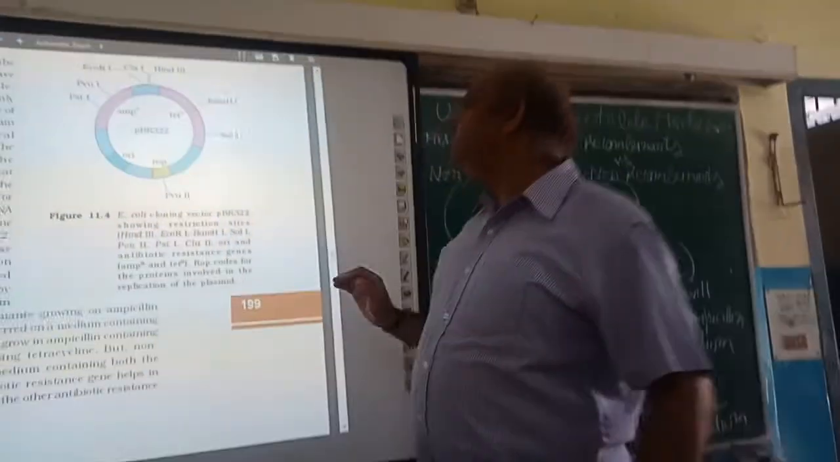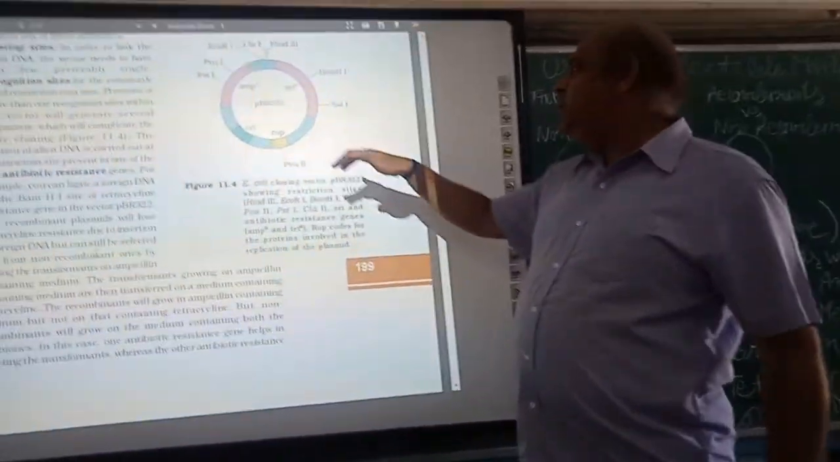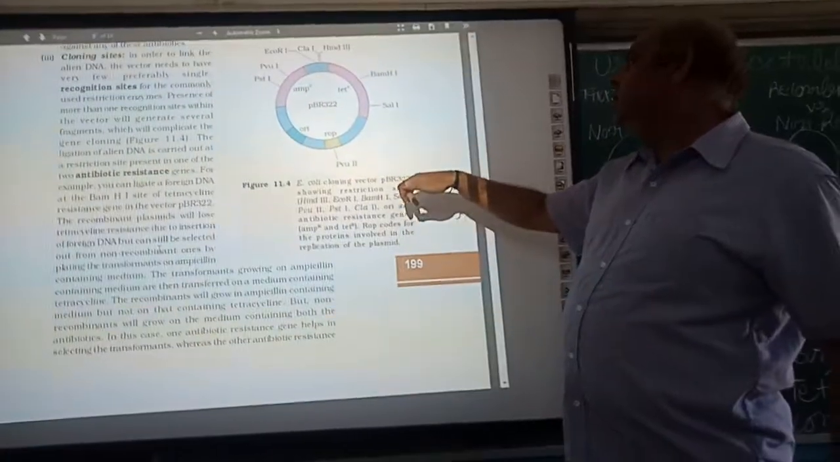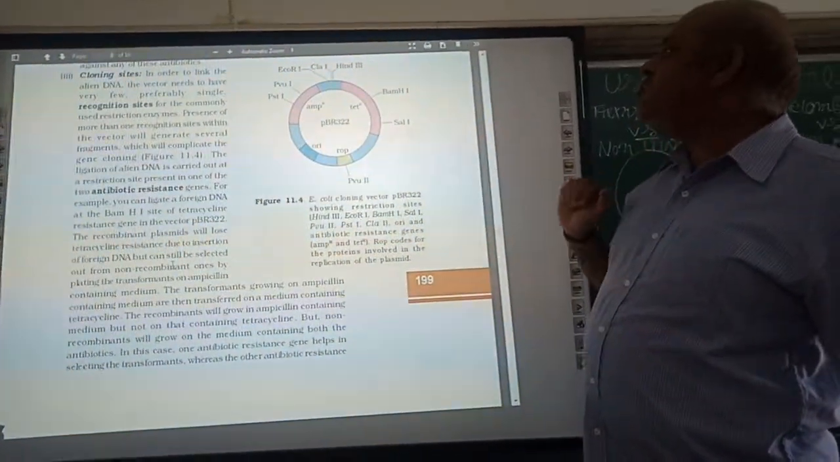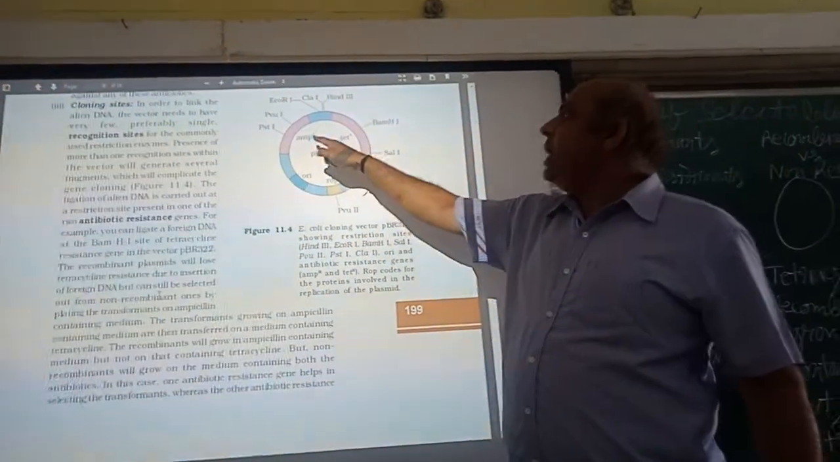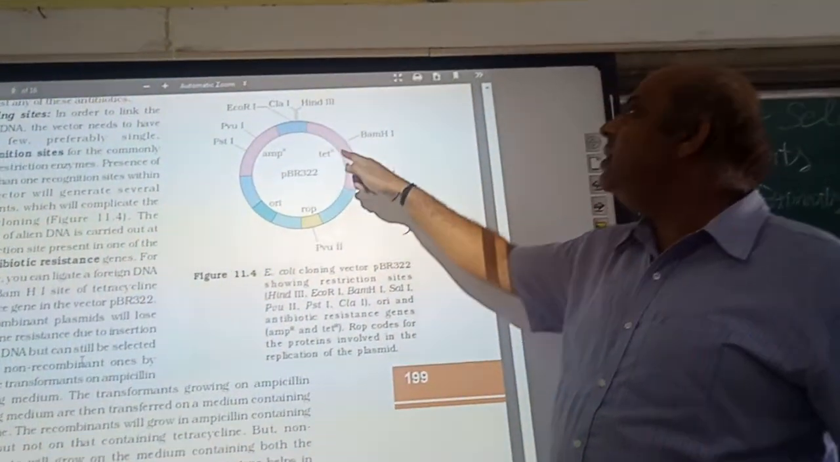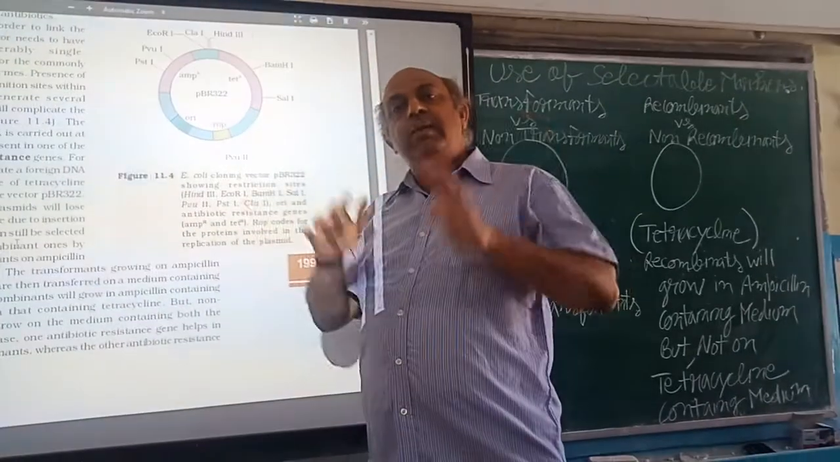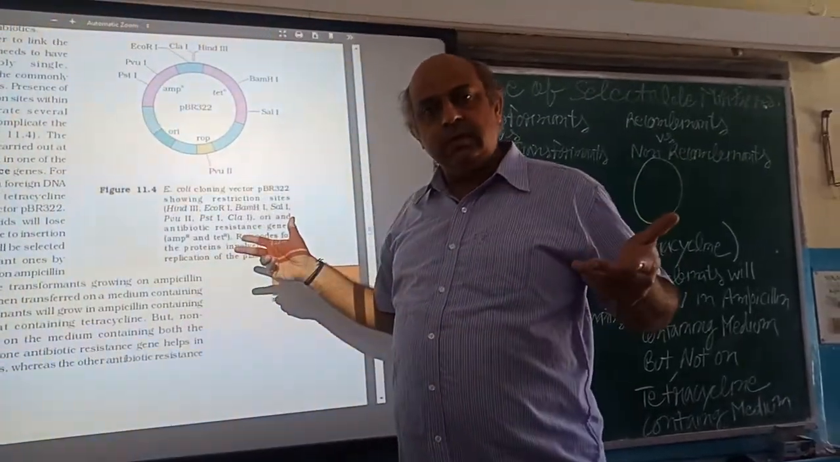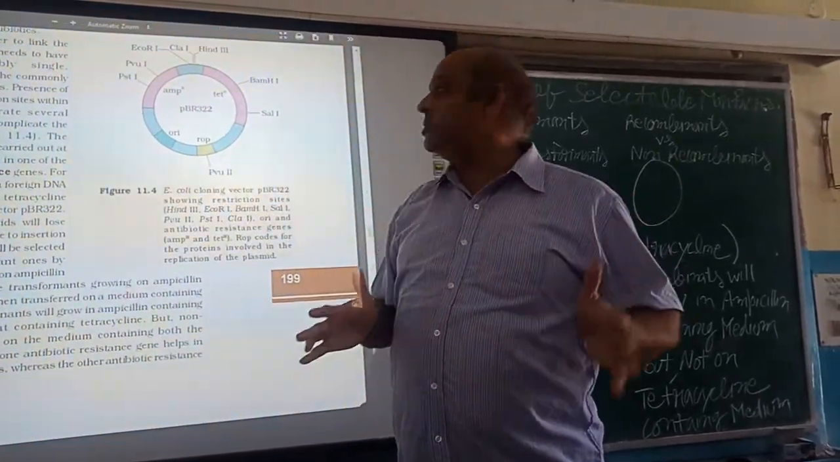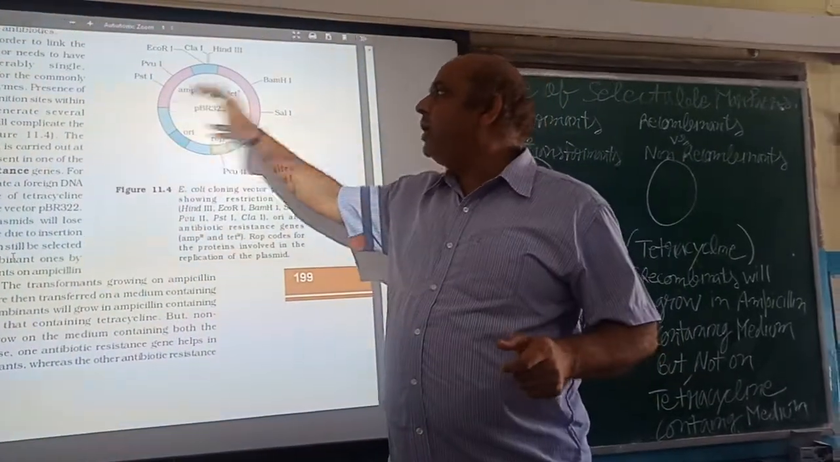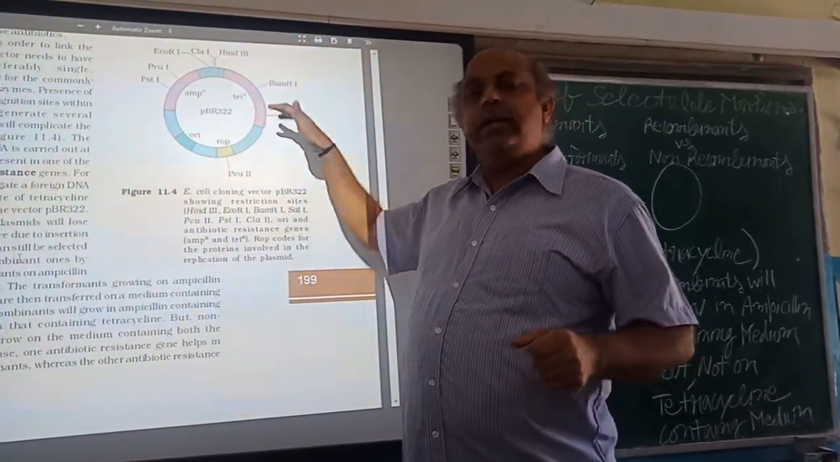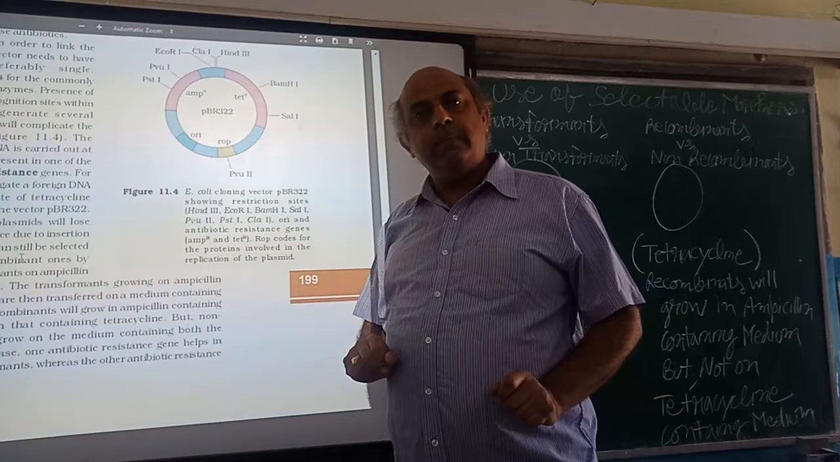I have told you that plasmid pBR322 carries two selectable markers. One is the ampicillin resistance gene and the other is the tetracycline resistance gene. It means if a bacteria has this plasmid, it will have resistance against the antibiotics ampicillin and tetracycline.